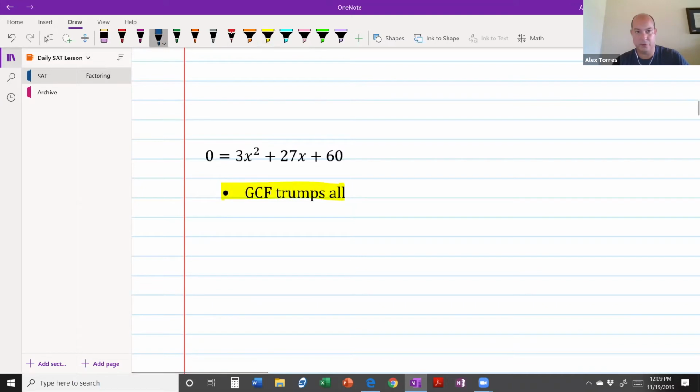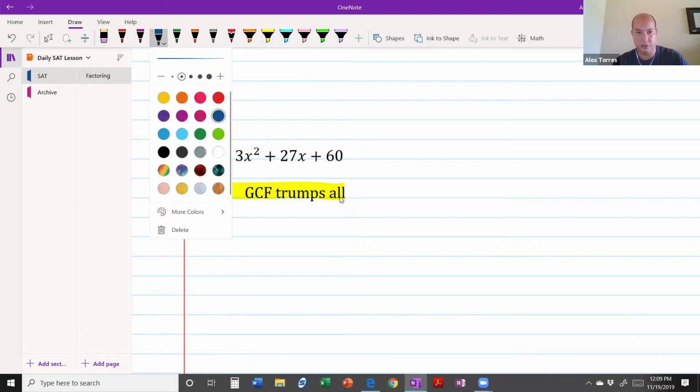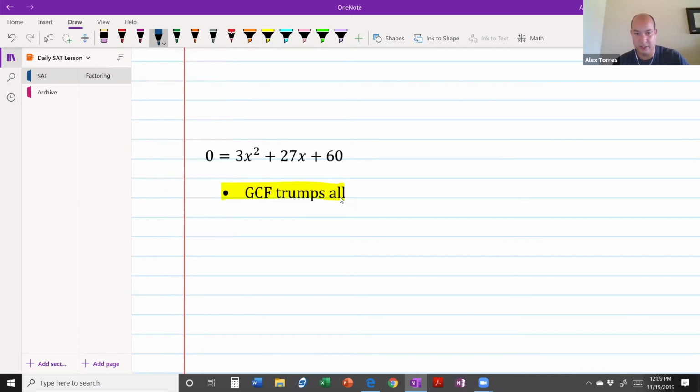So here you have 3 terms that are all divisible by 3. So if we divide everything by 3, 0 divided by 3 is still 0, but that gives you x squared plus 9x plus 20. And so now we've got it down to something that's nice and factorable. Two things that add to 9 and multiply to 20 are just going to be 4 and 5. So it factors to x plus 4, x plus 5.